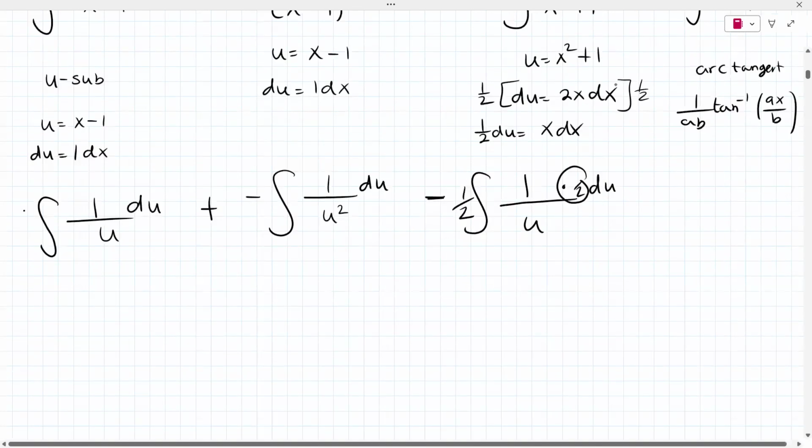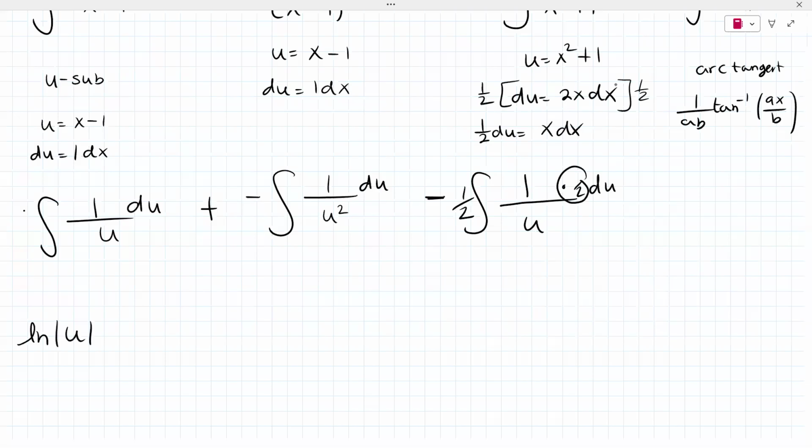So over here, what's the integration of 1 over u? It's the ln of u, or the ln of absolute value. Over here, what's the integration of 1 over u squared? Well, let me write that as a negative. That's u to the negative 2 du. And that's not hard, right? That's going to be negative 2 plus 1 is negative 1 divided by negative 1. So that's going to be negative u to the negative 1 over negative 1.